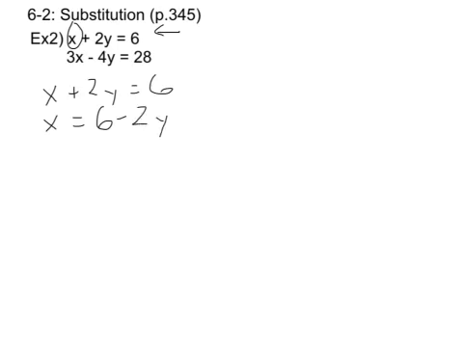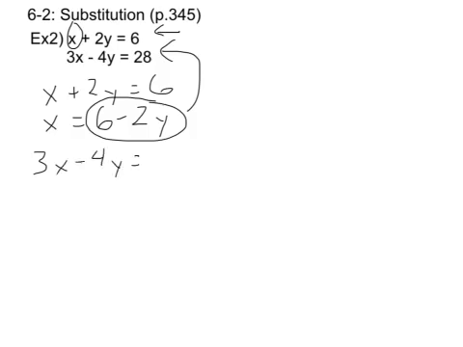So I'm done with step 1 because I have solved for one of the variables in terms of the other. Now in step 2, I'm going to use my new value for x to plug into this second equation. First I'll rewrite the second equation: 3x minus 4y equals 28. Now I've got a big hairy thing to write for x. I'm going to write 3, and instead of x, I'm going to write 6 minus 2y, because x and 6 minus 2y are the exact same thing. So I can just substitute it.